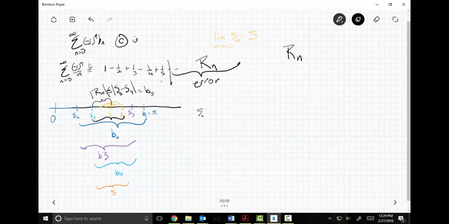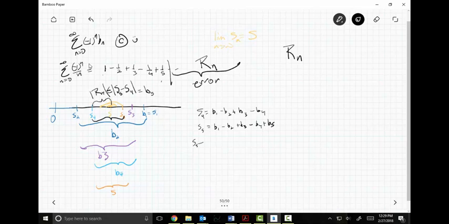S sub 4 is equal to B1 plus B2. Whoops, I have to respect my negatives. It is equal to B1 minus B2 plus B3 minus B4, right? If you think about that, S sub 5 is going to be B1 minus B2 plus B3 minus B4 plus B5. If I subtract this, what am I left with?